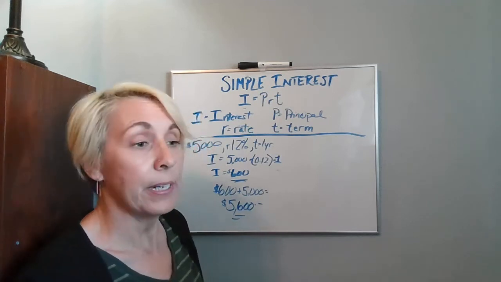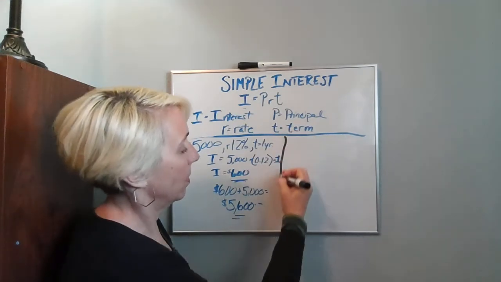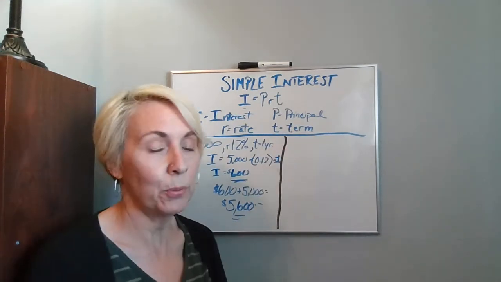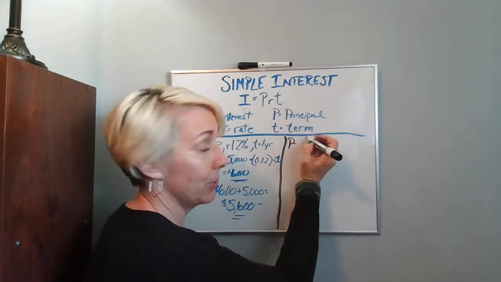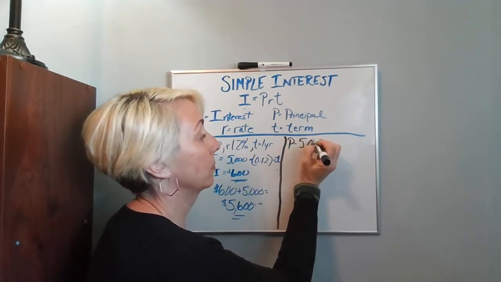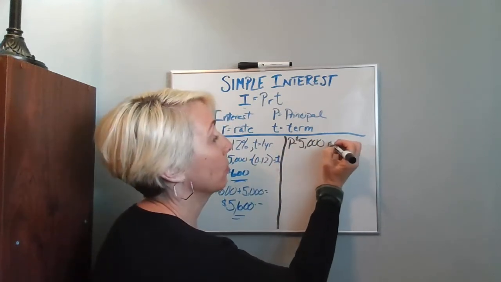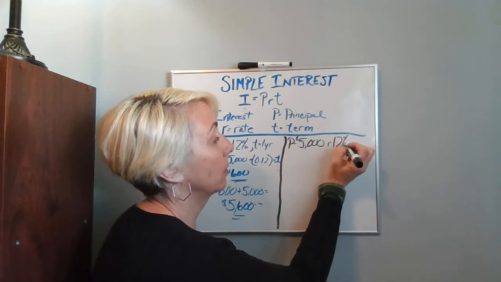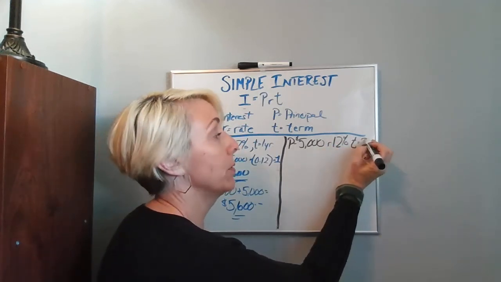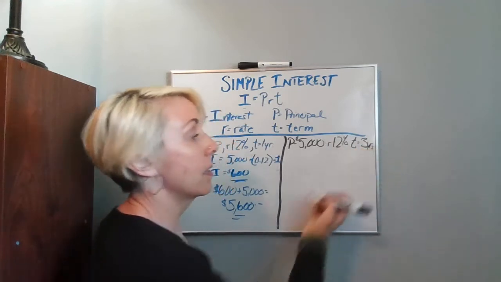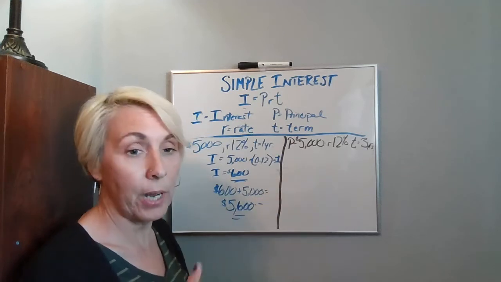Now we're going to do another example, and I'll change colors so we can see the difference here. And for our principal, we're again going to use $5,000. And the rate will stay the same at 12%. And our time now is going to be 3 years. Now, we will not be taking any money out of this account, so our principal will not change.